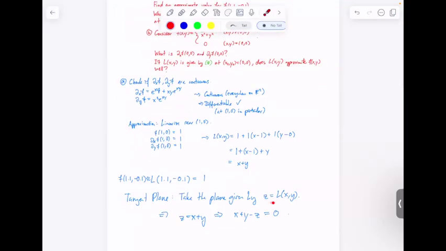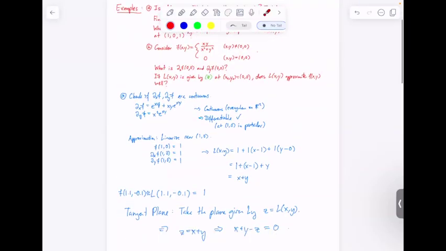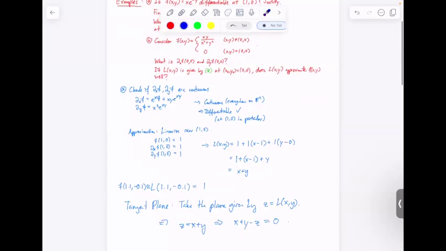If you take the plane given by your linearization, assuming you're differentiable at the point, then the plane equation given to you by z is equal to your linearization, that gives you a plane that is tangent to that point, where the point is on your graph z is equal to f of x, y. All right, so let's look at example B now.